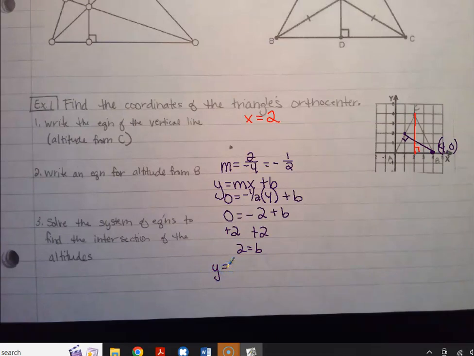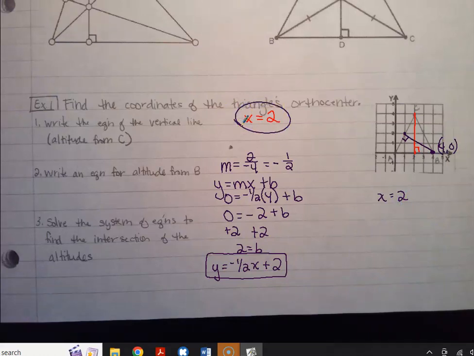Y equals, what was our slope? Negative 1/2 x plus, what was our b? 2. All right, so here's our equation. And it says solve the system of equations to find the intersection of the altitudes. All right, so now we want to know where they intersect. That point right there, huh? Which, okay, we know the intersection is, our x value is 2, right? Okay, so we know our x has to equal 2, which is why we wrote this line here.